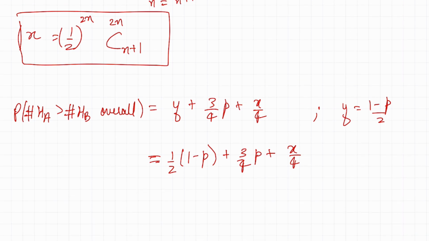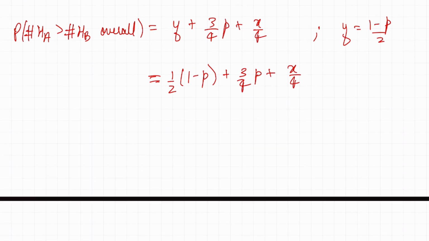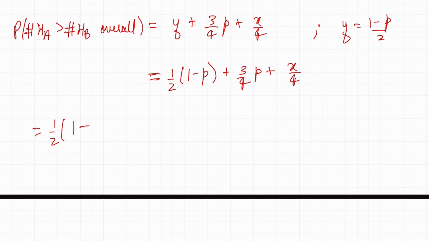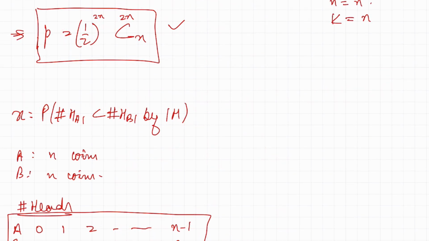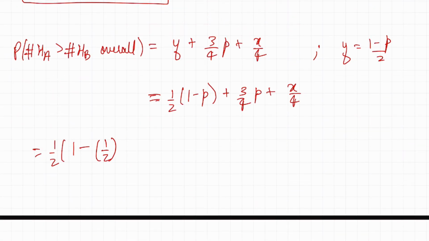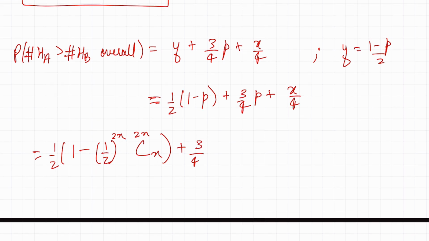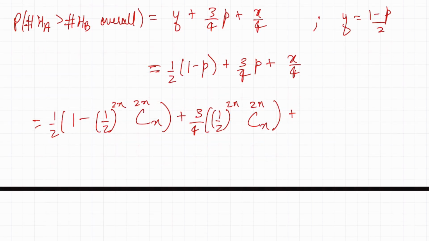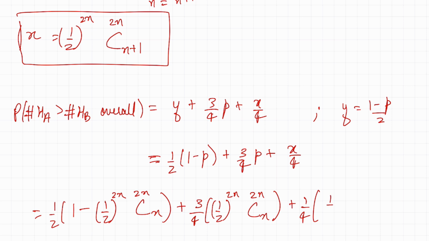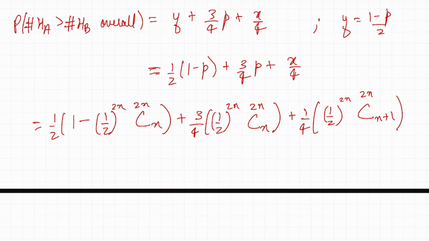And now we have the answer to x, we have the answer to p. So I'm going to rewrite this as half times 1 minus p, and this is the p we're looking for: 1 by 2 to the power 2n, 2n choose n, plus 3 by 4 times half to the power 2n, 2n choose n, plus x by 4, which is 1 over 4 times 1 over 2 to the power 2n, 2n choose n plus 1. This computes the final answer.